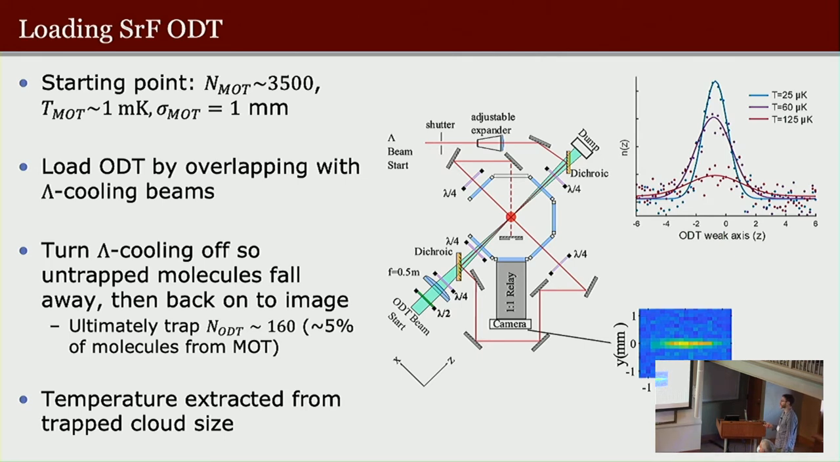Once we've loaded the ODT, we can turn the lambda cooling off to get rid of the untrapped molecules and then turn it back on to image, and we can get these images of the optical dipole trap. I'll point out that our imaging system is at a 45 degree angle with respect to the optical dipole trap, so we can actually image at 45 degrees with respect to the weak axis. The size of the profile along that weak axis is related to the temperature of your cloud.